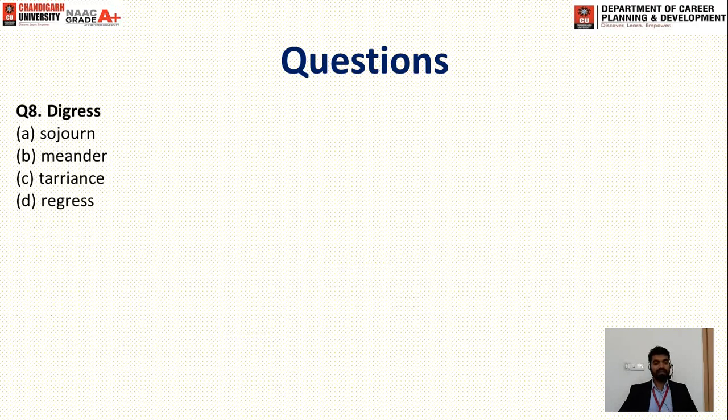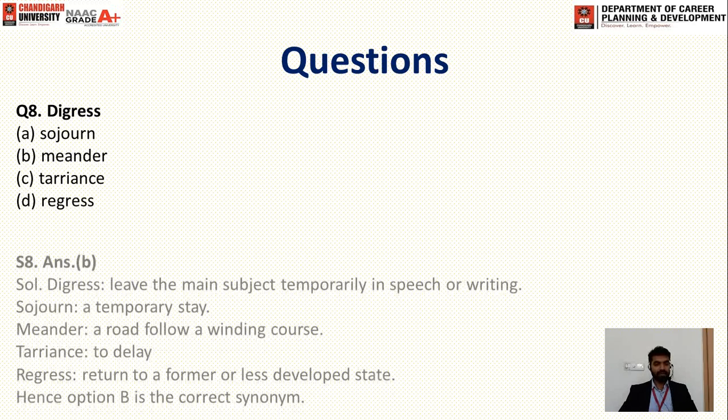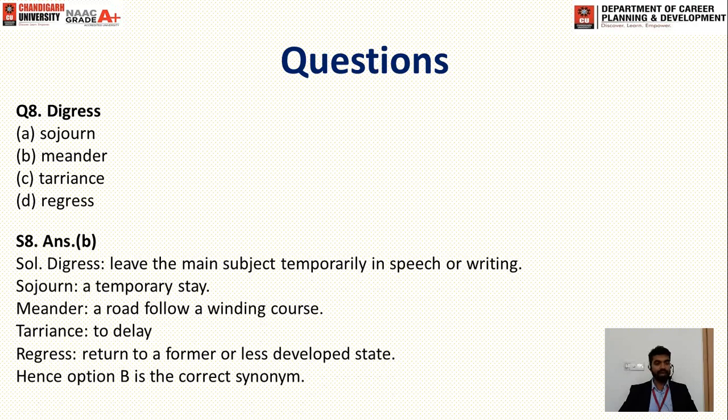Question number 8 is digress. The options are jaunt, meander, tarriance, and regress. The correct meaning is option B, meander. Digress means leaving the main subject temporarily in speech or writing. Jaunt is a temporary stray, tarriance is to delay, regress is to return to a former or less developed state. So the correct option is meander. Meander is a road following a winding course.